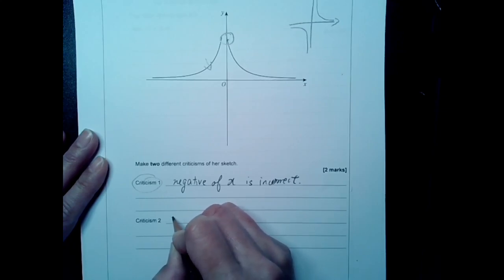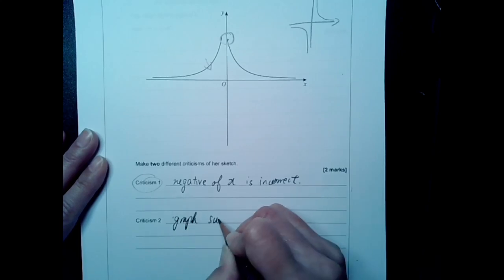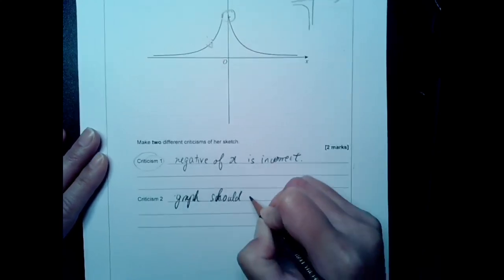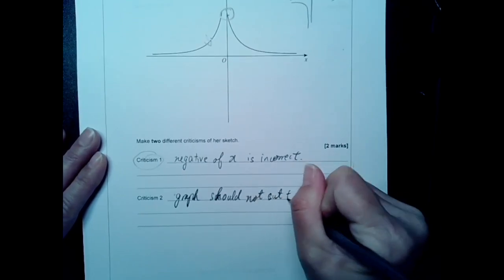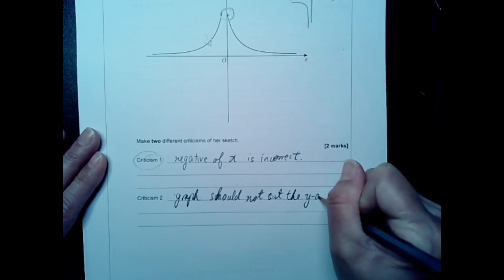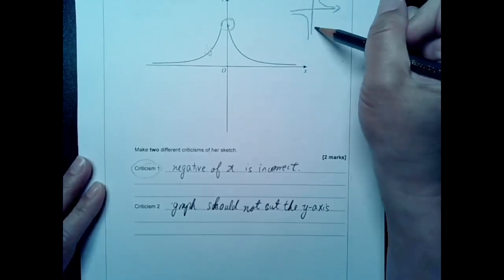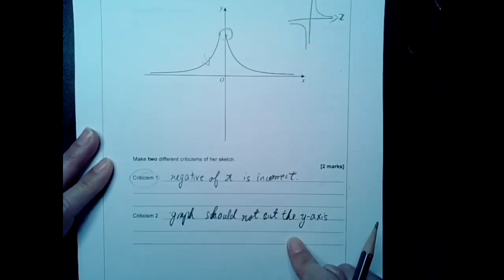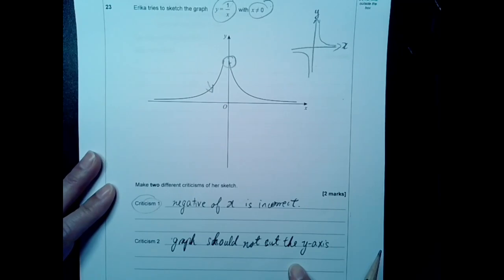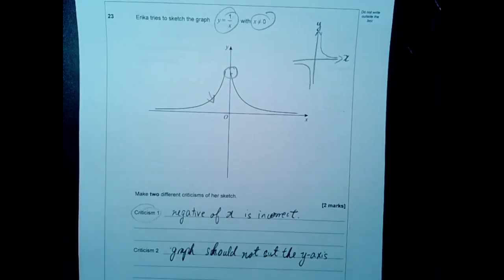So you could write down x, the graph should not cut the y-axis. According to the mark scheme, if you draw the correct graph, it also gives you some credit, but make sure you write down the required information at the place and the space provided. What do you think about this one? Leave a comment.